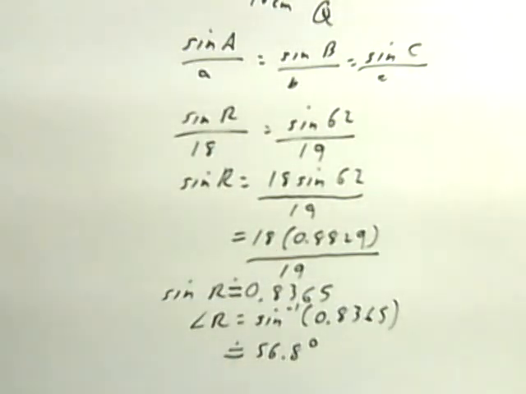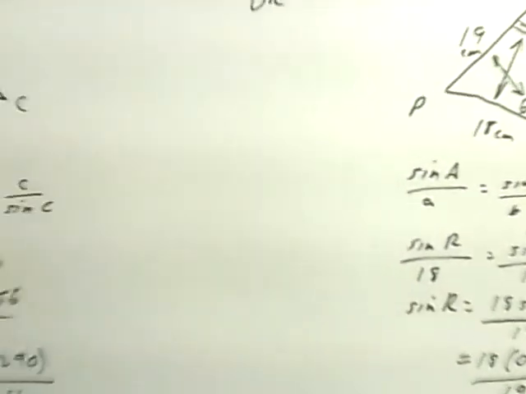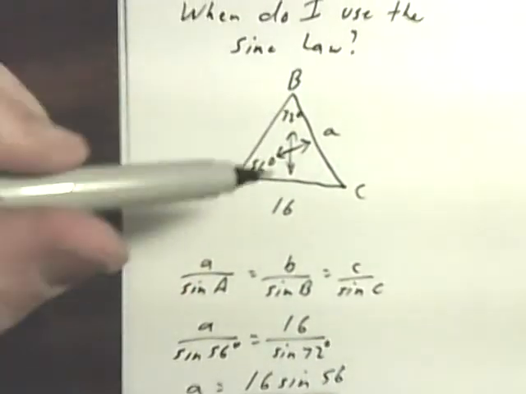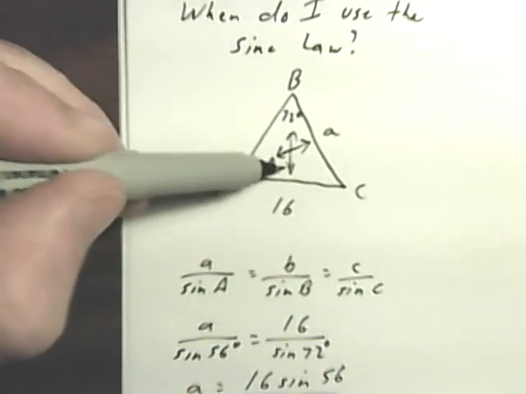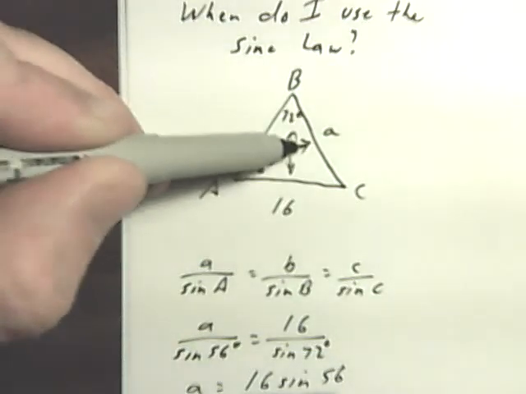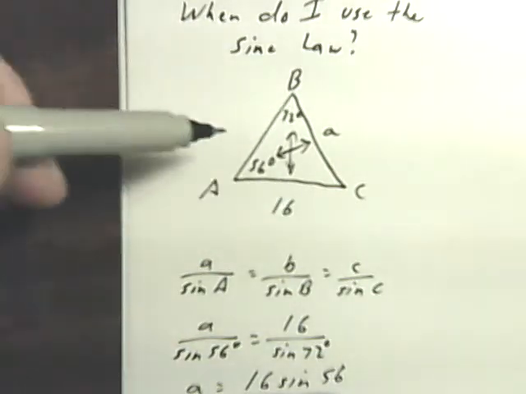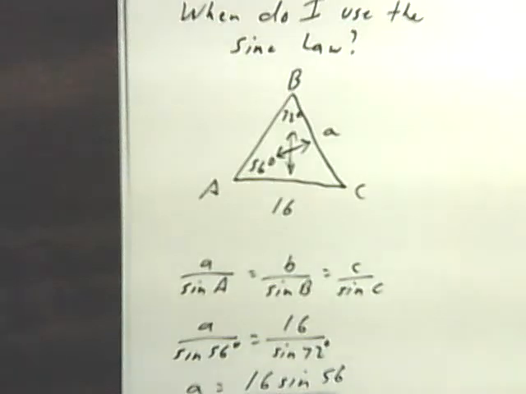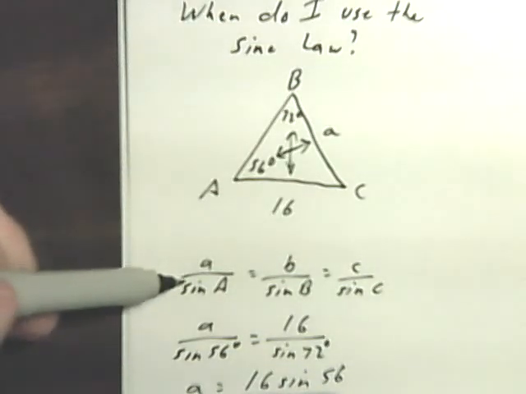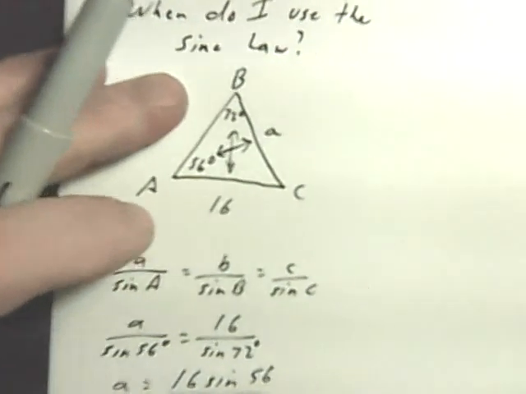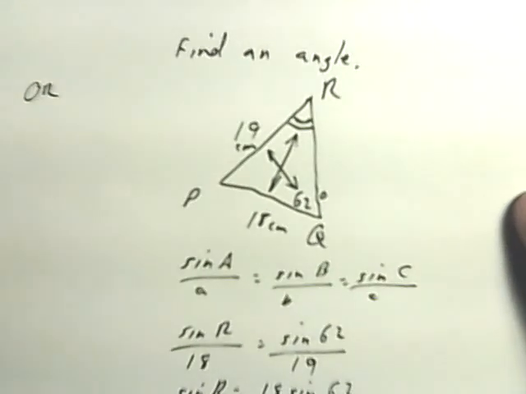So to recap, to use the sine law, you need a non-right triangle where you have an opposite pairs relationship between angles and opposite sides. If you're looking for a side, you write the sine law with the sides on top. If you're looking for an angle, you write the sine law with the angles on top. Please revisit this lesson as often as you feel necessary.